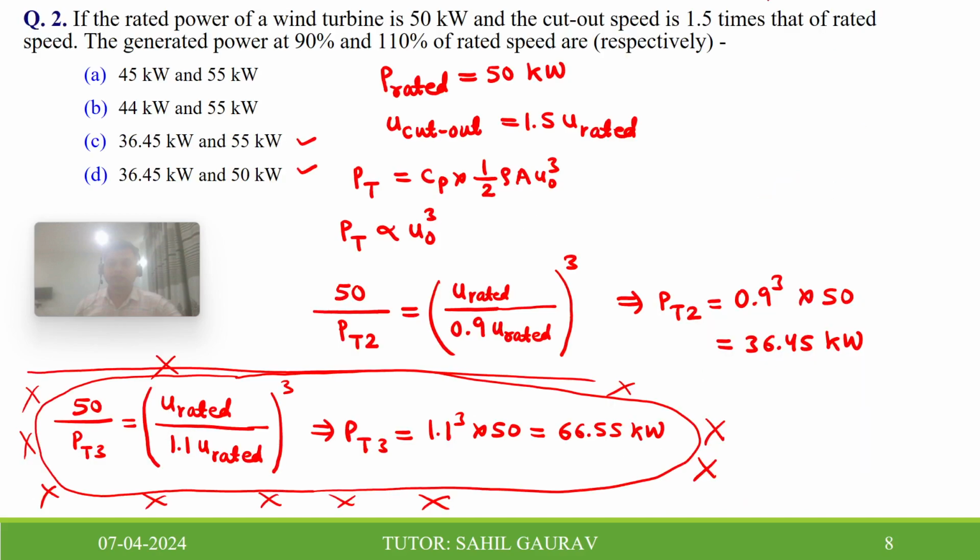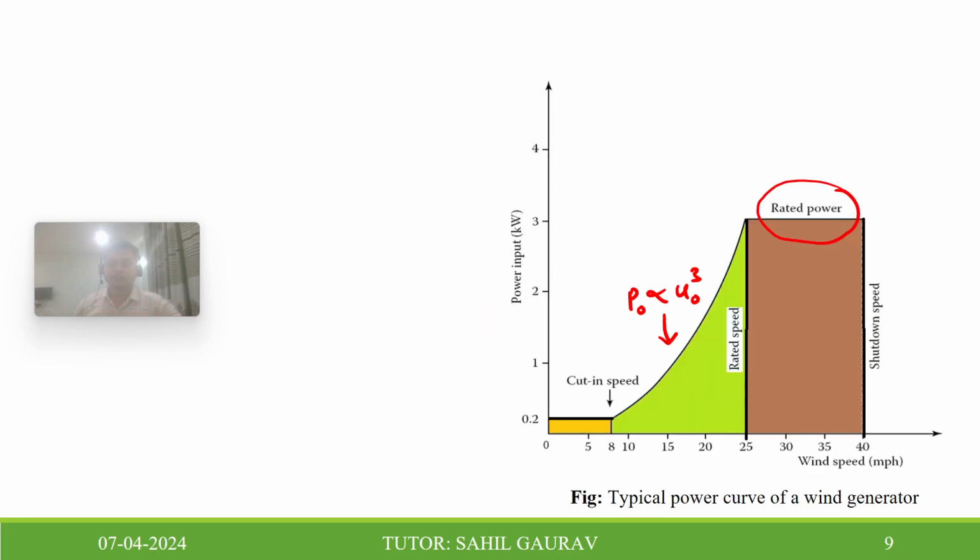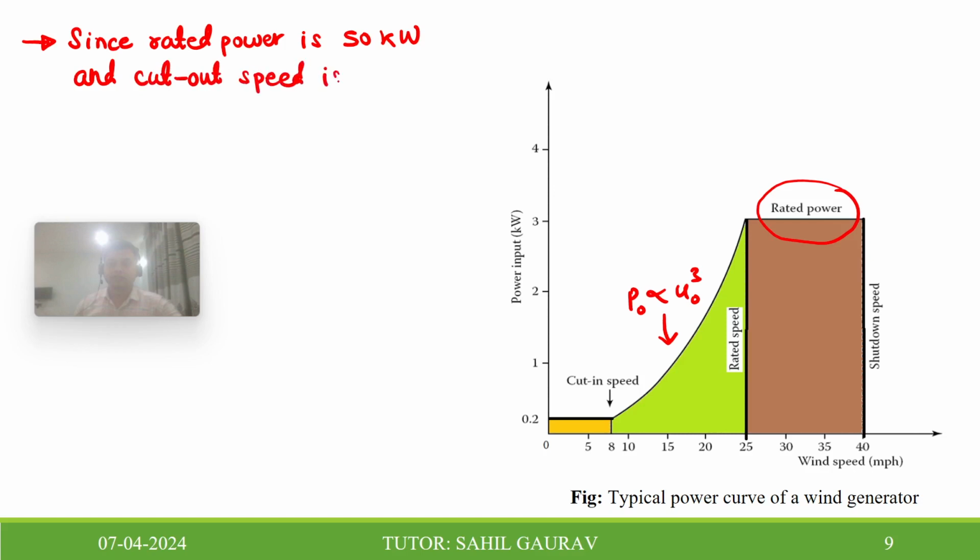The cutout speed is 150% of the rated speed: 1.5 times means 150% of the rated speed. So the 110% asked here is below the cutout speed, and at 110% of rated speed the generated power will be equal to rated power only. So I am just writing one point: since rated power is 50 kilowatt and cutout speed is 150% of rated speed.